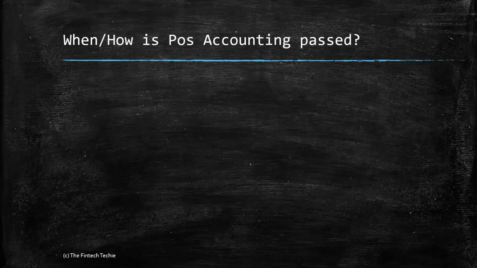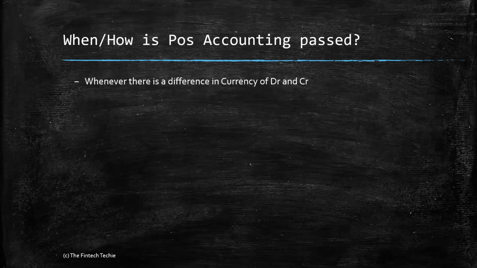So when is position accounting passed or how is it passed? Whenever there is a difference in the currency of the debit and the credit entry. So let's take an example. Debit GL1 100 USD, 50,000 is the local currency, and crediting GL2 with 50,000 INR.